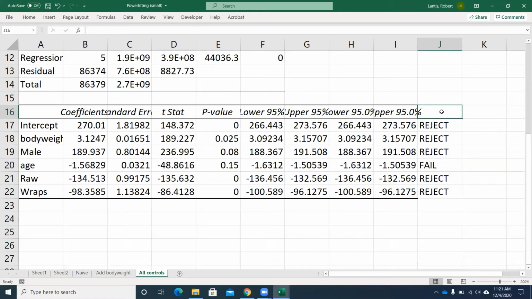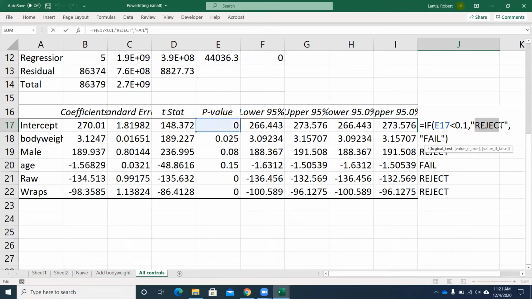Or we can say, were these variables significant at the 10% level? If we can reject, we say they are significant. If we fail to reject, we say they're not significant. So if we really wanted to, we could change this, instead of rejecting and failing to reject, to say something like significant.